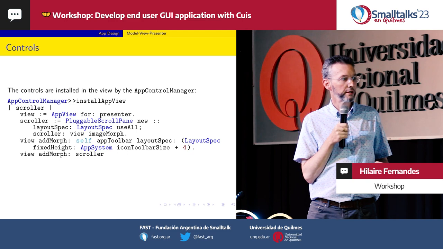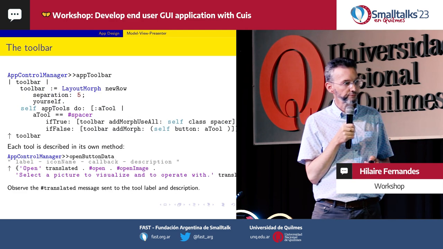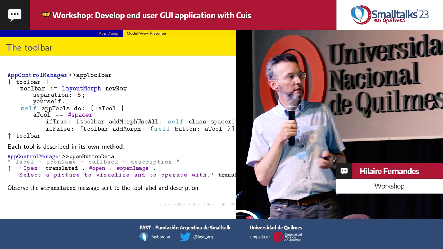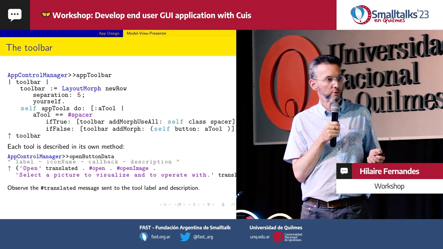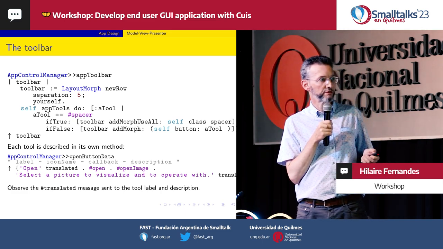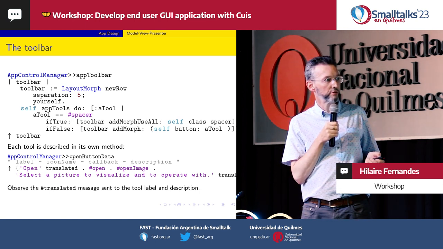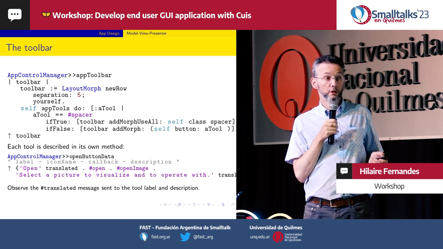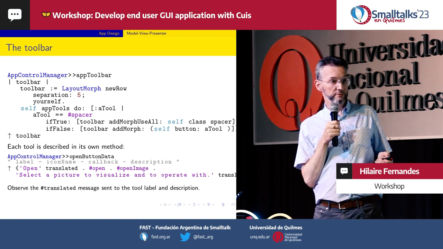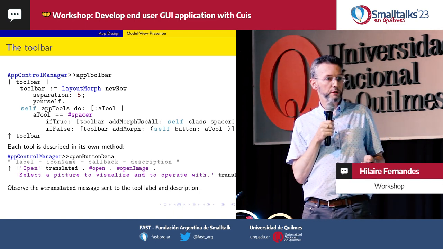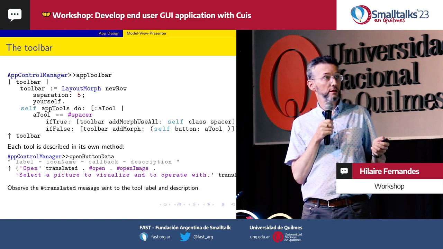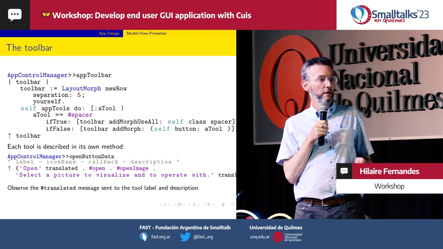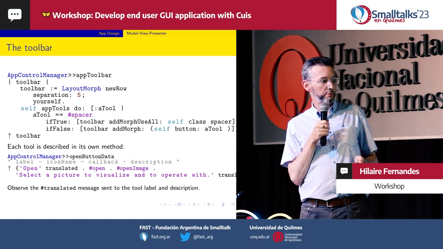So we have the toolbar here. So how is the toolbar built? What I do for the toolbar is just a layout. It's just a row with a separation of 5 pixels. Then here, I iterate over the tools. I will show you what that is. It's a collection of symbols, in fact. So for the space, I just use some space in the horizontal toolbar. And then here, I just restrict the button.